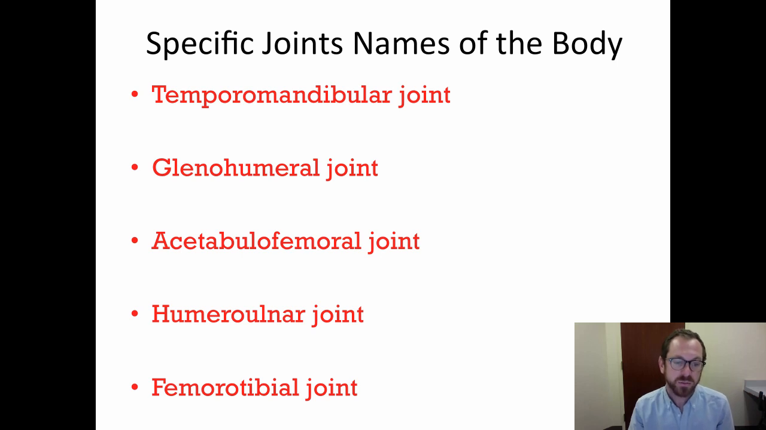You have the humeroulnar joint, and this is going to be your elbow. This is, again, the humerus and the ulna, and this is an example of a hinge joint. And then finally, you have the femorotibial joint, and this is going to be your knee. And so you have your femur and your tibia, put them together, and you have your femorotibial joint. And this again is an example of a hinge joint.